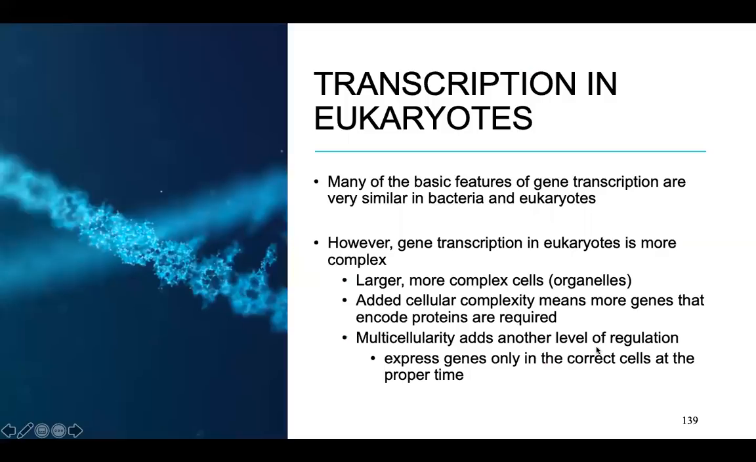Now let's move on to transcription in eukaryotes. Many of the basic features of gene transcription are very similar in bacteria and eukaryotes. However, gene transcription in eukaryotes is more complex. Larger, more complex cells and organelles are usually involved, and added cellular complexity means more genes that encode proteins are required. This multicellularity adds another level of regulation, and they express genes only in the correct cells at the proper time.